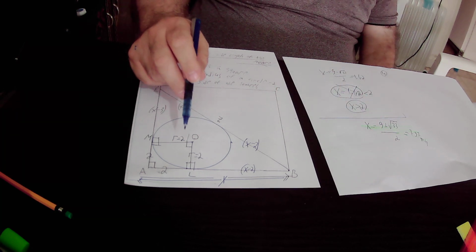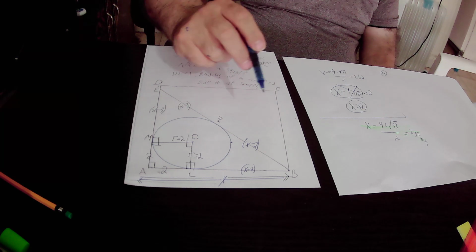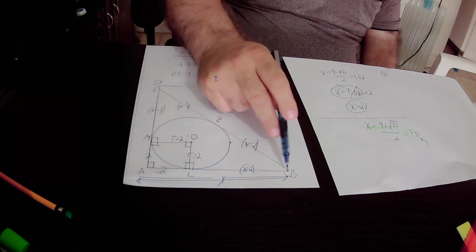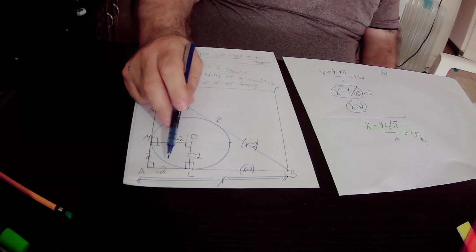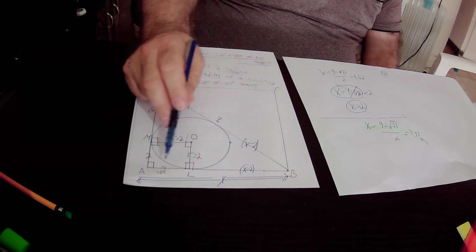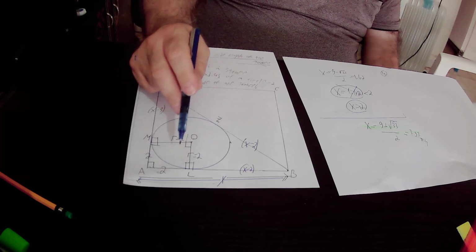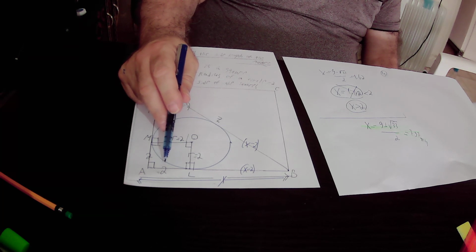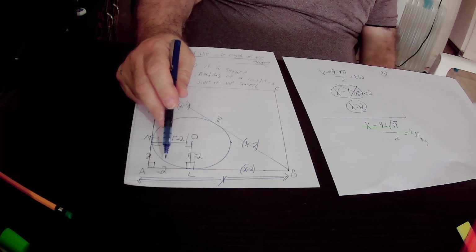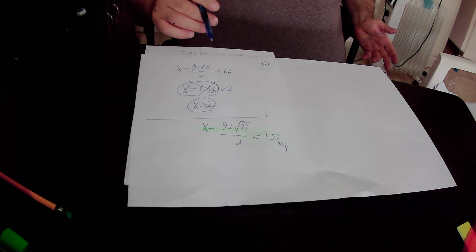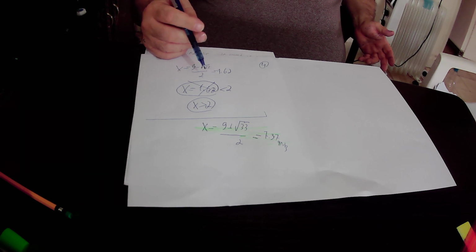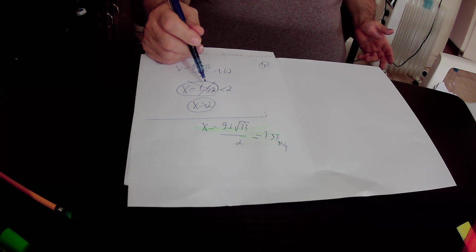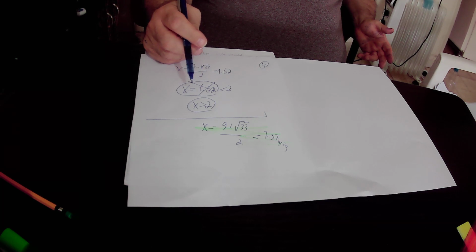But it is impossible that x equals 1.62 units, because x, which is equal to AB, is bigger than AL. x must be bigger than AL, that is equal to 2. That is to say, x must be bigger than 2 units, and 1.62 is less than 2 units. That is to say, this solution is incorrect. So we will abandon this solution, cancel it, and focus on the second solution.